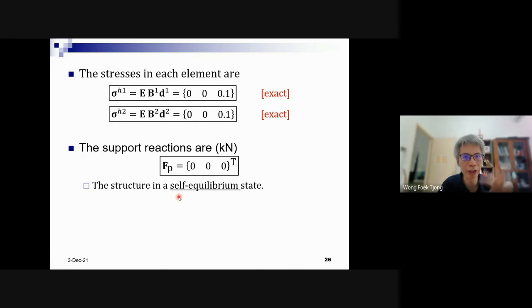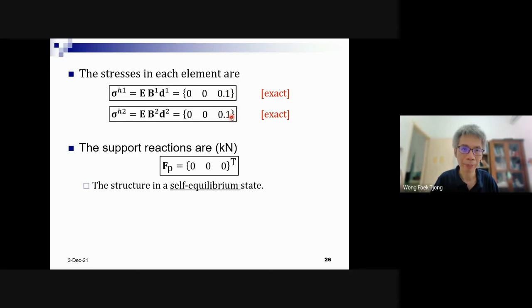How about the stress? Using the same procedure, I didn't write the details here, but the same procedure as the previous one. We also obtain this: sigma x, sigma y, and tau xy. Exactly 0.1, the shearing stress, right? The same as the force, because this is a pure shear problem. Support reactions: no support reactions, all 0. It means the structure is in a self-equilibrium state. It means without supports, it is already in equilibrium.